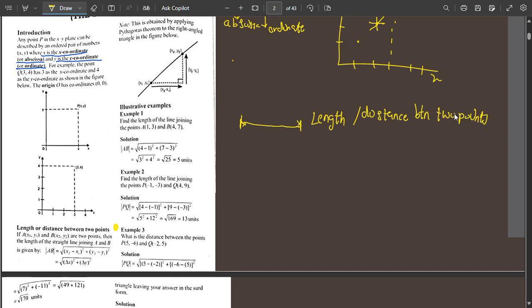It's the distance between 2 points. If A is this and B is this, how do we find out how long the distance between the 2 points is? Assuming we have 2 points, A with coordinates (x1, y1) and B with coordinates (x2, y2), then the length of the straight line joining A and B, two different points in the xy coordinates.